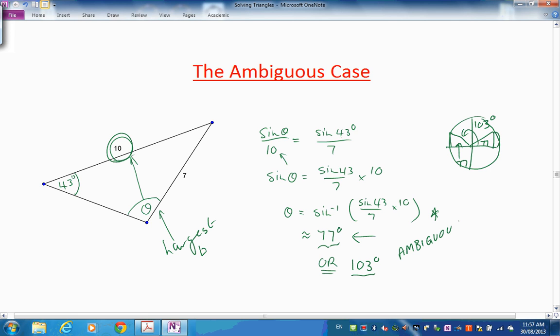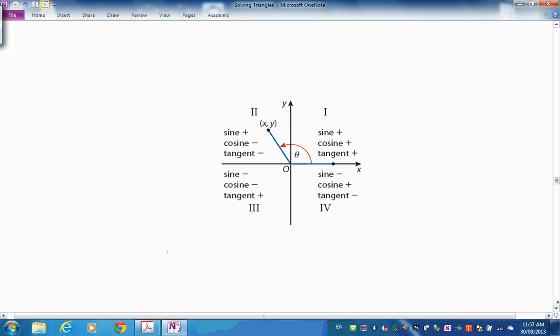We don't know which one it is. Which one is it? Okay, let's just check that out now. This is why it happens, of course. Sine, cos and tan are all positive there. If you go into the second quadrant, sine stays positive.